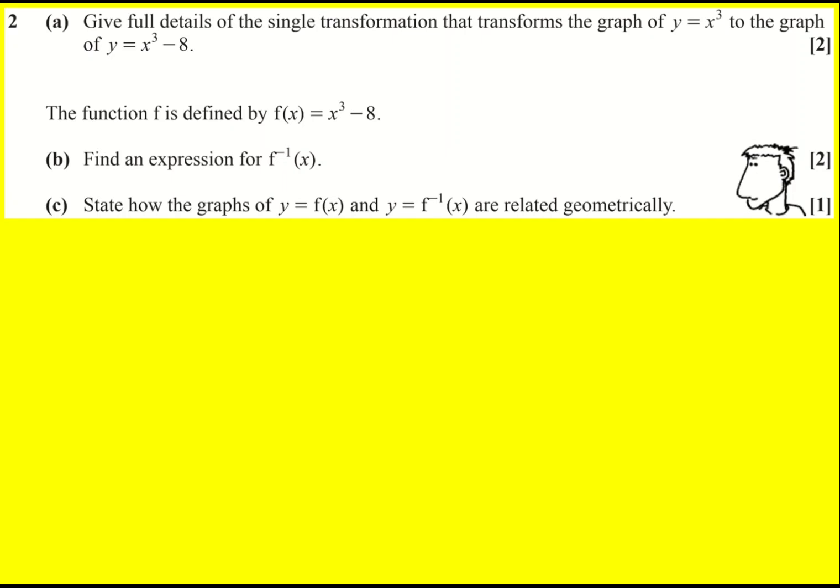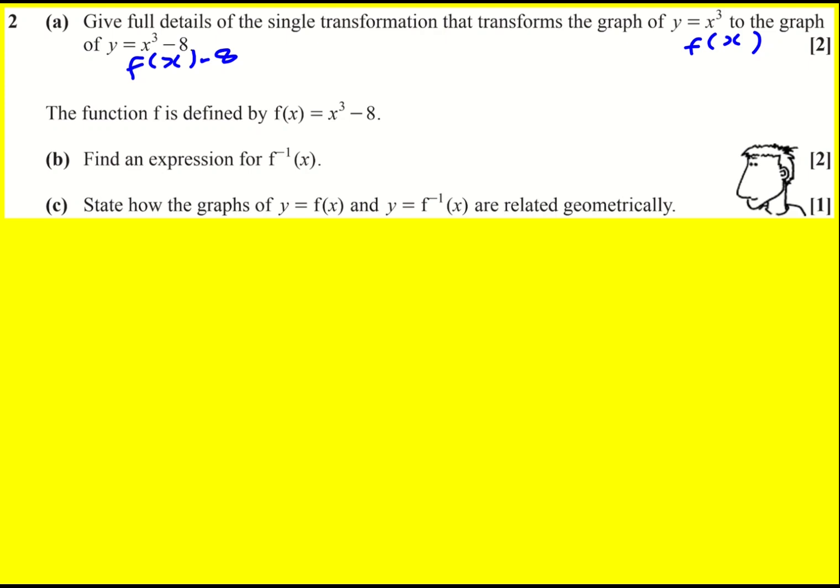Describe the single transformation that takes y equals x cubed to y equals x cubed minus 8. Now, if I call this one f of x, the x cubed, then this would be f of x minus 8. And you've got to learn and understand the rules here. So this is actually a translation by minus 8.